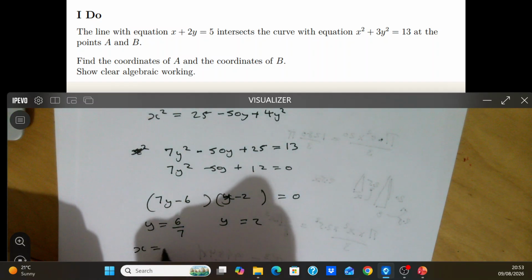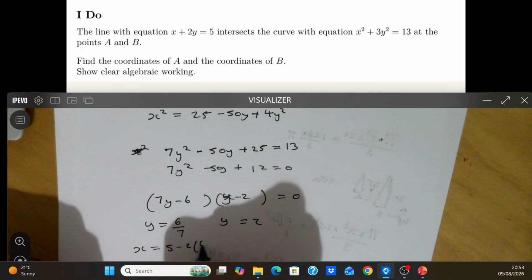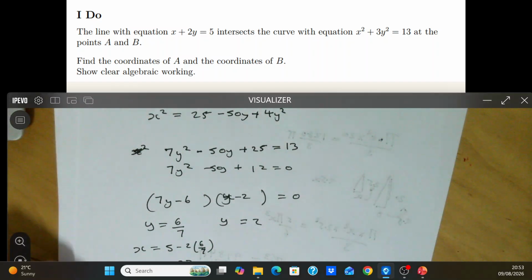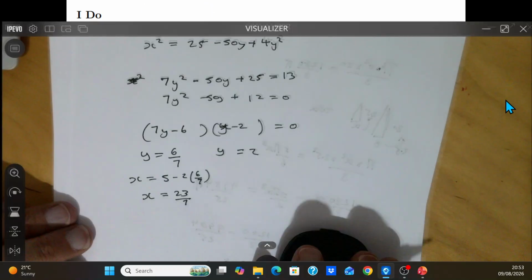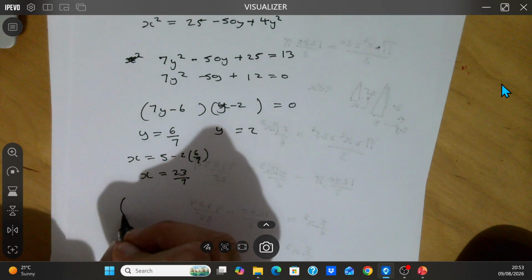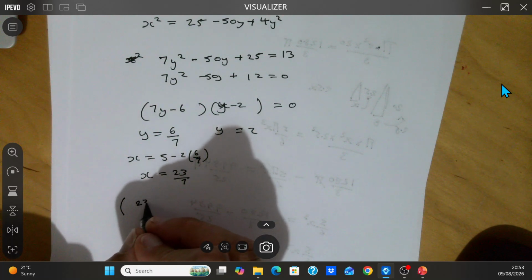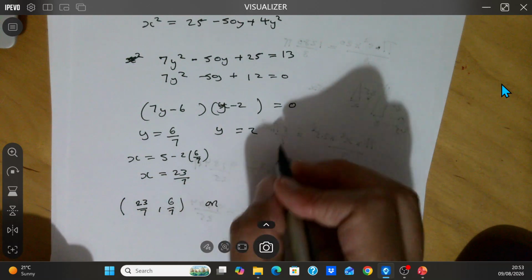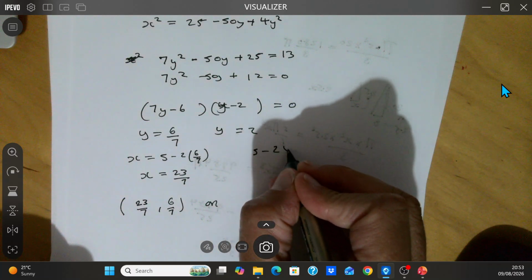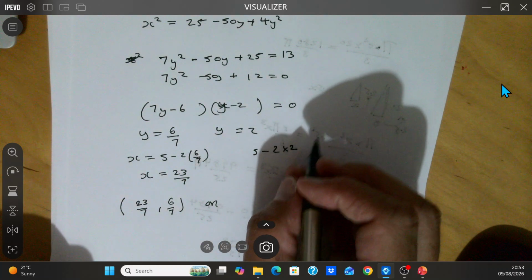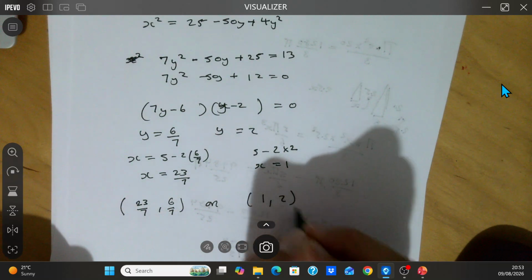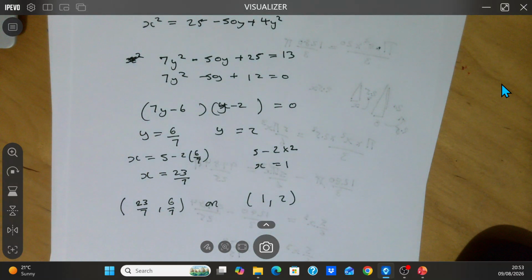So x equals 5 minus 2y. So that will give me a value of x equals 23 over 7. So I've got one set of coordinates, which is 23 over 7, 6 over 7. Or the other set, which is 5 minus 2 times 2, which gives me x equals 1. So that's 1, 2. They are my coordinate pairs. Okay?